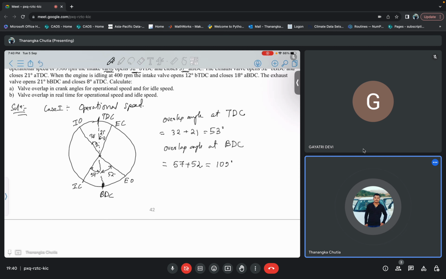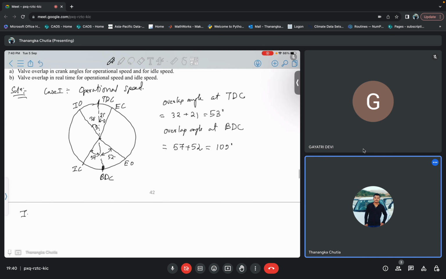And one more case, overlap angle in real time now. So this was your overlap angle in crank angle, just in terms of angle. That means per 360 degree revolution of the crank, the overlap angle is 53 degrees at TDC and 109 degrees at BDC.